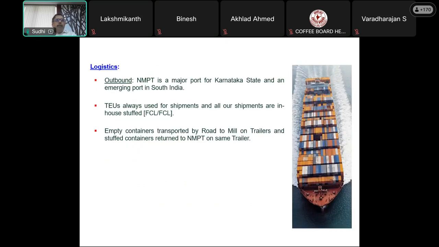So the last part of it, logistics. The outbound, as I mentioned even in the initial stage, NMPT is a major port and an emerging port in South India, and TEUs are always used for the shipment. In most cases we use full containers for shipping coffee, so port consignment is very, very limited. Empty containers are transported by road to the mill in trailers, and stuffed containers return to NMPT on the same trailer. So these are the logistics.